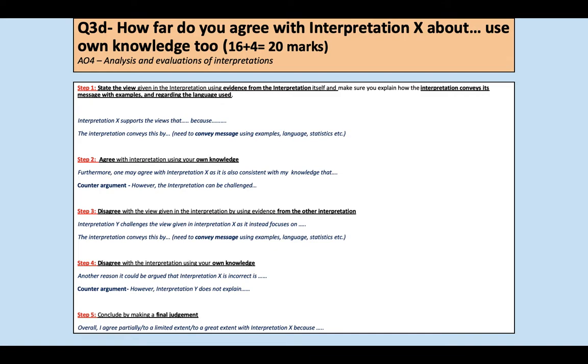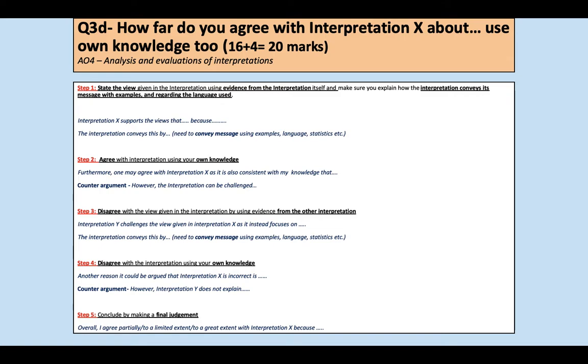Step 2, that's the next paragraph. Now this is where you bring in your own knowledge. So what do you know, what have you already learned that supports this kind of view? So here it's almost like the structure for the 12 marker. You're just discussing and explaining why that view could be backed up. And for the top answers, you'll also provide a counter argument as well. So you could explain how that interpretation could be challenged a little bit.